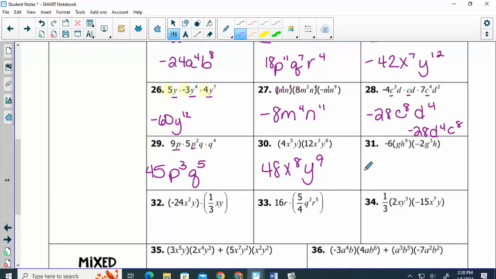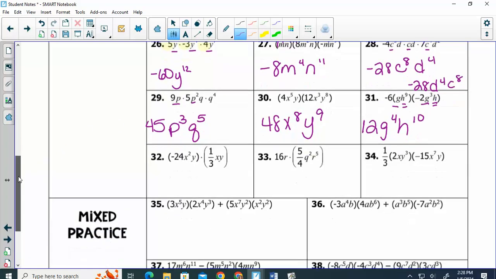31. Negative 6 times negative 2 is positive 12. G times g to the third would be g to the fourth. H to the ninth times h is h to the 10th. How are we doing on them? You guys getting them?